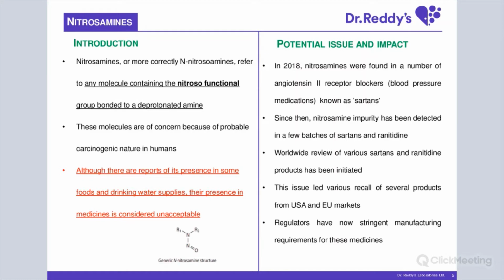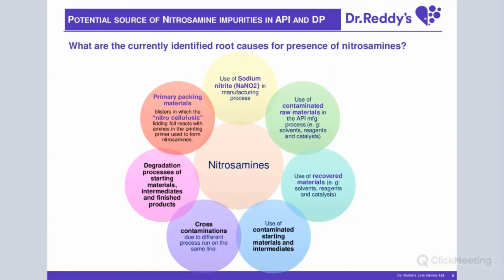Later, regulators now have stringent manufacturing requirements for the medicines. Next slide, please. Yeah, this is a very important slide. What is the root cause for the presence of these nitrosamines? The first one is use of sodium nitrite in the manufacturing process, and then whether somebody is using certain raw materials in the API manufacturing process. For example, it can come from the solvents, reagents, and catalysts, and use of recovered solvents, which is very critical, which can contribute to the presence of these nitrosamines. Not only recovered solvents, it can include the reagents and catalysts.